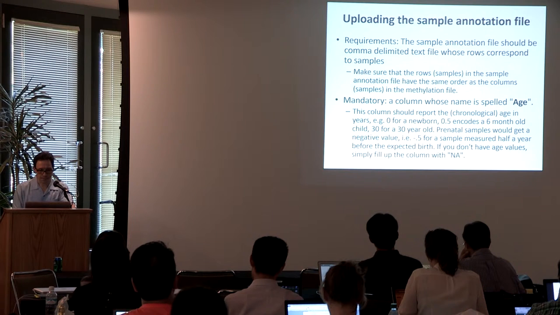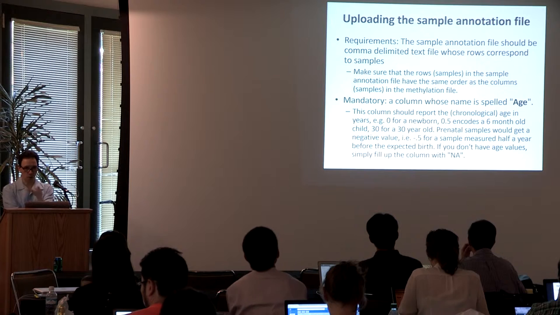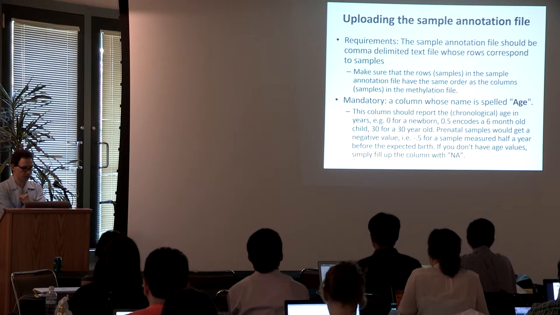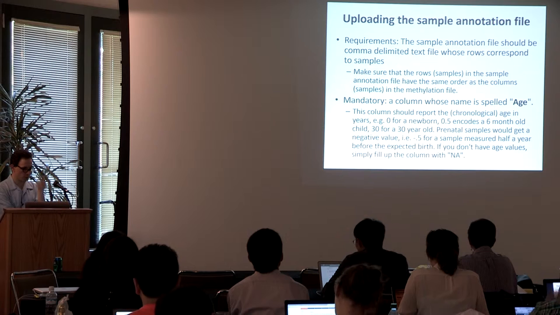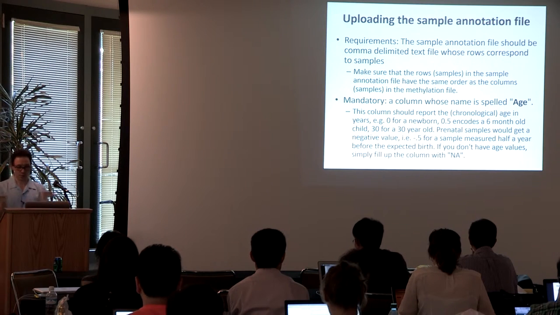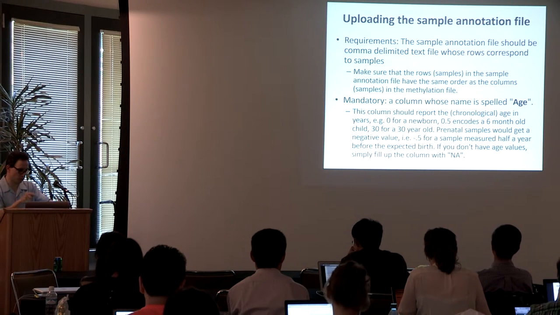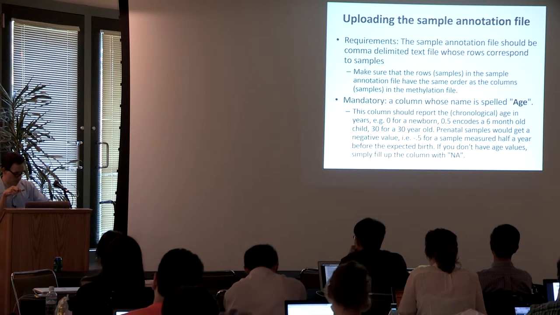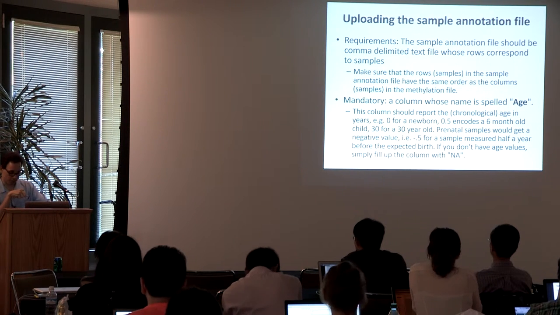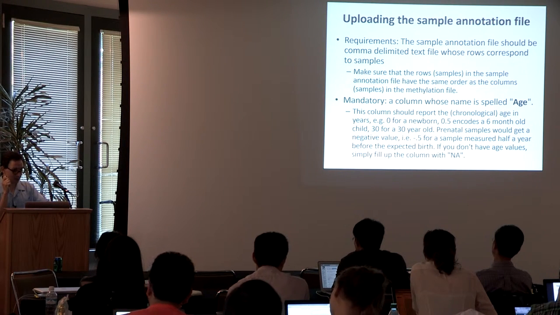All right. The sample annotation file that you upload, above all, the rows of the sample annotation file need to exactly correspond to the order of the samples in the methylation data. I've seen people violate that rule. And let me mention right away, if the predicted age does not correlate to chronologic age, you will probably think, oh, the predictor doesn't work, right? But let me mention, it's probably not the case.